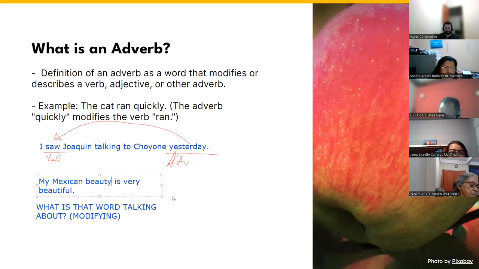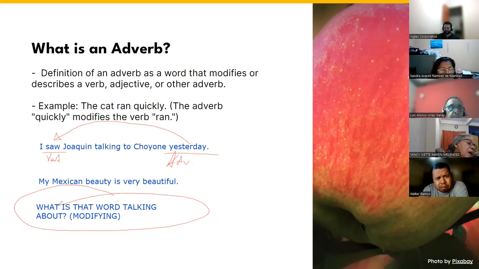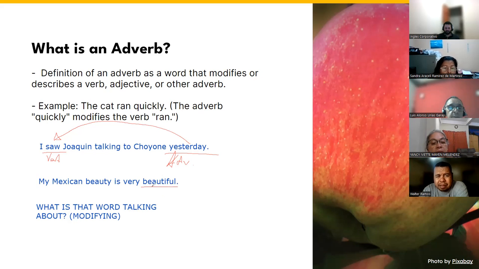My Mexican beauty is very beautiful, right? So do we have an adverb here? Yes or no? Yes, beautiful. Beautiful is an adverb? No, it's an adjective. Very is an adverb. Hold on, this is an adverb? Beautiful? No. All right, ask yourself this question: what is that word? It's an adjective. This is an adjective, right?